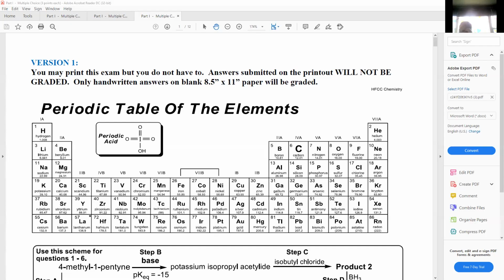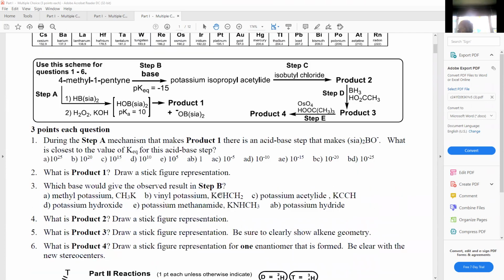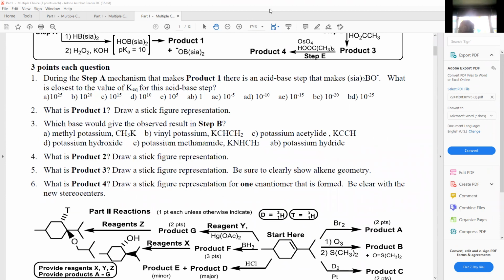All right, we're back. And we're looking for a question from fall 2020. Something about a mechanism. Let's see, is our sound good? Sounds good.